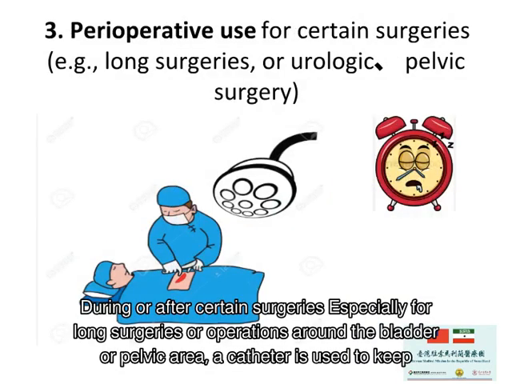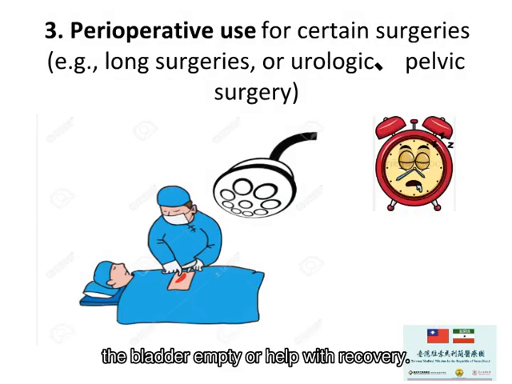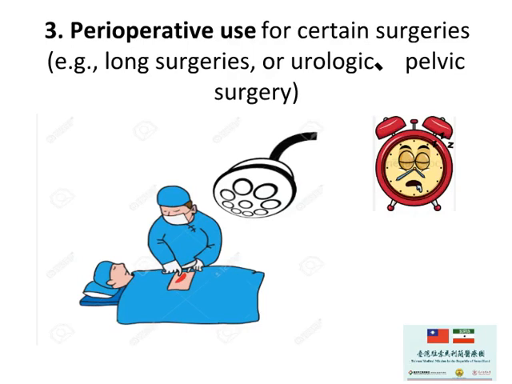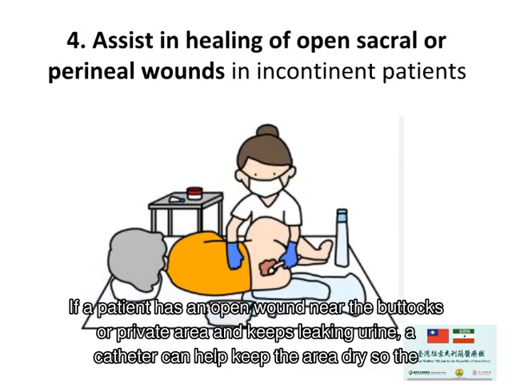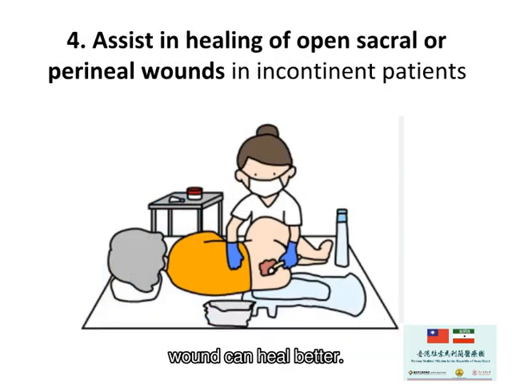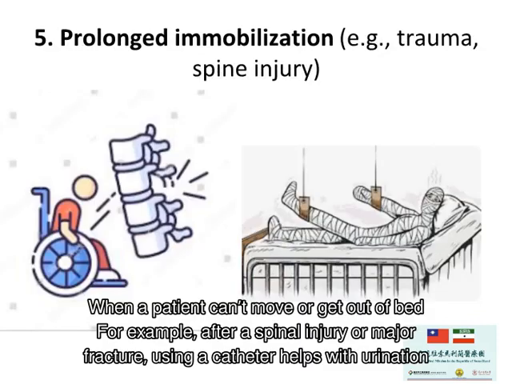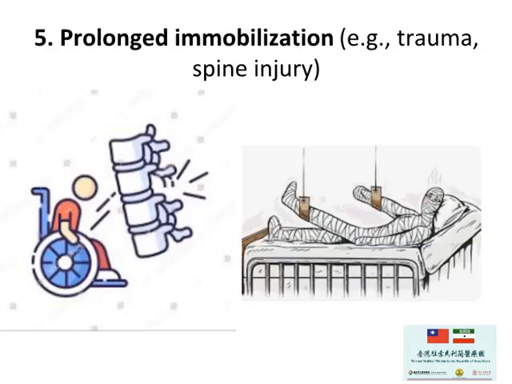During or after certain surgeries, especially for long surgeries or operations around the bladder or pelvic area, a catheter is used to keep the bladder empty or help with recovery. If a patient has an open wound near the buttocks or private area and keeps leaking urine, a catheter can help keep the area dry so the wound can heal better. When a patient can't move or get out of bed, for example, after a spinal injury or major fracture, using a catheter helps with urination without needing to move.